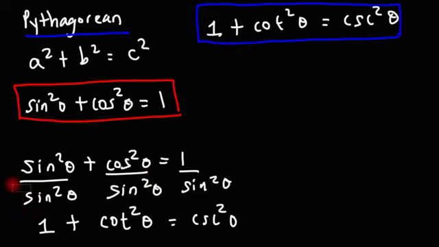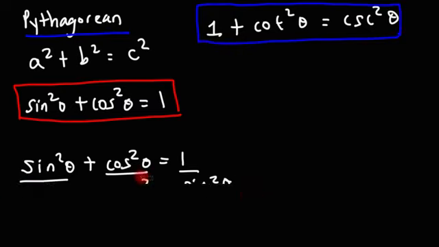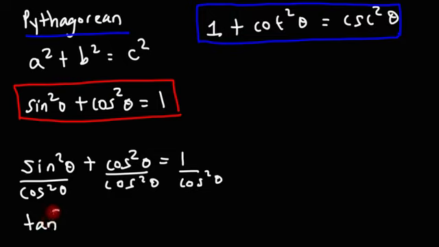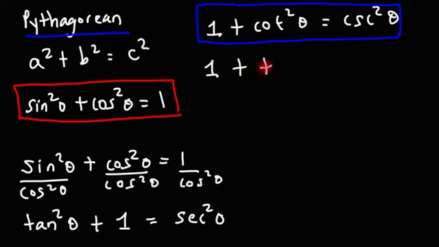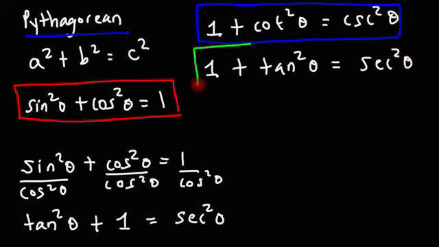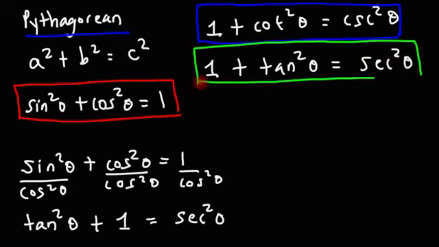Now, instead of dividing all three terms by sine squared, we can also divide it by cosine squared. Sine squared over cosine squared, that's going to be tangent squared. Cosine squared over cosine squared is 1, and we know 1 over cosine is secant, so this becomes secant squared. So the other Pythagorean identity is this: 1 plus tangent squared theta is equal to secant squared theta. So those are the three Pythagorean identities that you need to be familiar with.